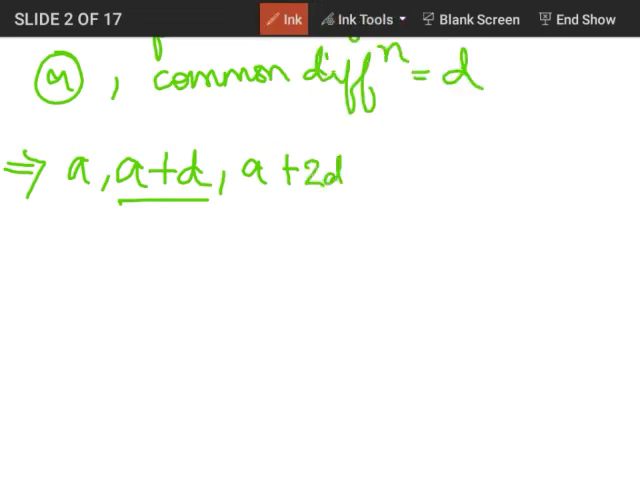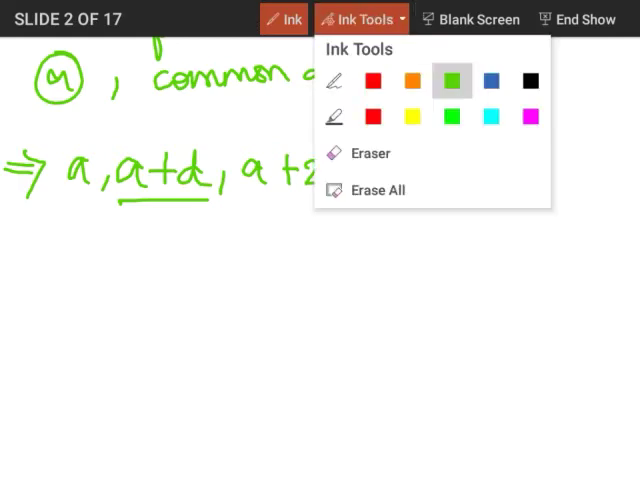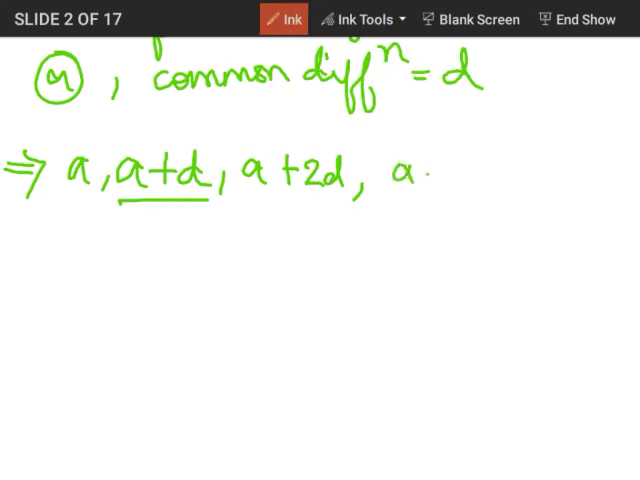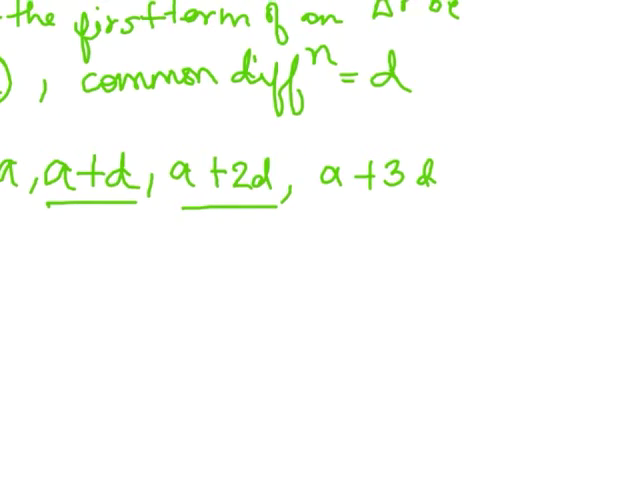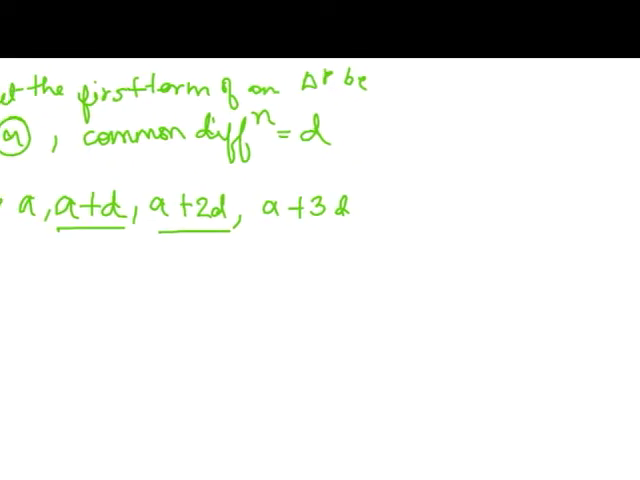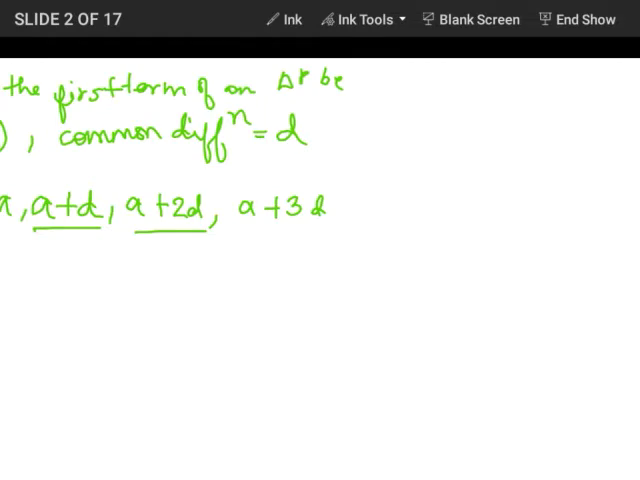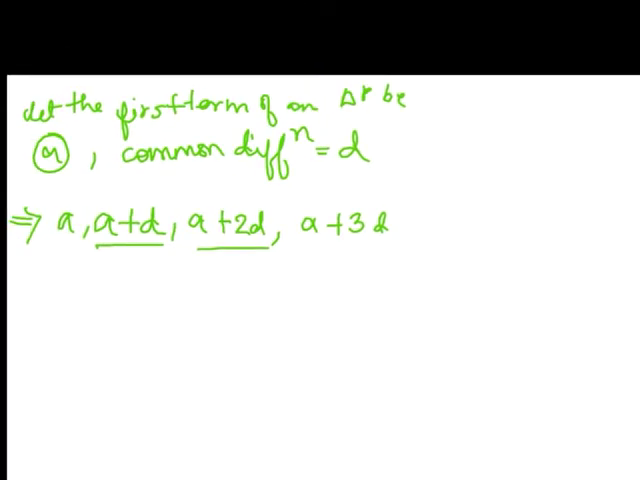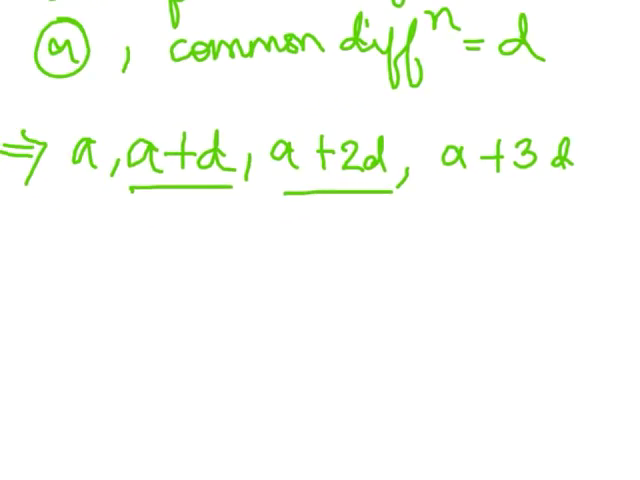right? Now what will be the fourth term? In order to get the fourth term, we have to add the common difference to the third term. Like this we will move forward, and the fourth term will be a plus 3d, because we have to add the common difference to the third term in order to get the fourth term. So if you carry on this process, do you see something interesting right here?